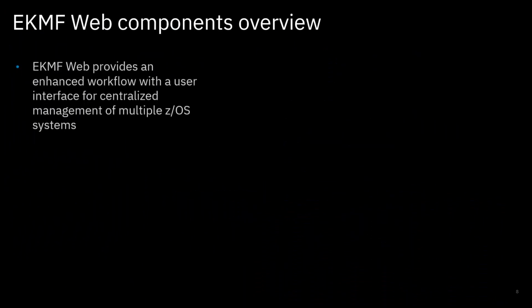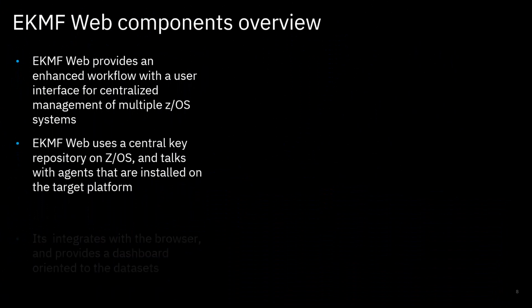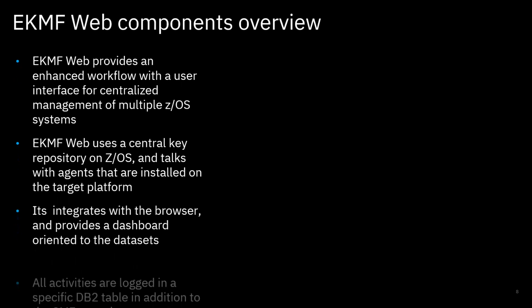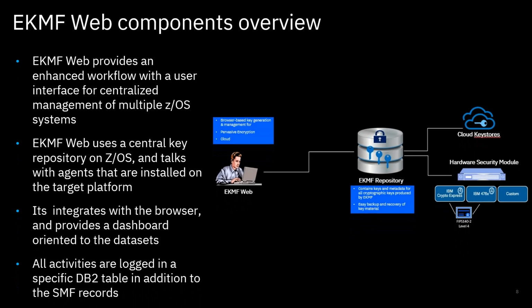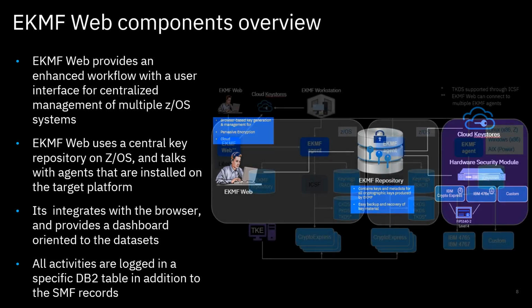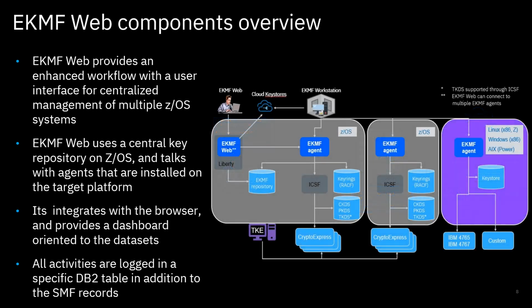EKMF Web uses a central key repository on z/OS and talks with the agents that are installed on the target platform to manage the encryption key lifecycle across the enterprise. By storing all key material in a central repository, backup can be easily achieved by including the database backup into your existing operational procedures. This is very useful for an easy recovery if keys are lost. EKMF Web provides an enhanced workflow with a user interface for centralized management of multiple z/OS systems simultaneously.